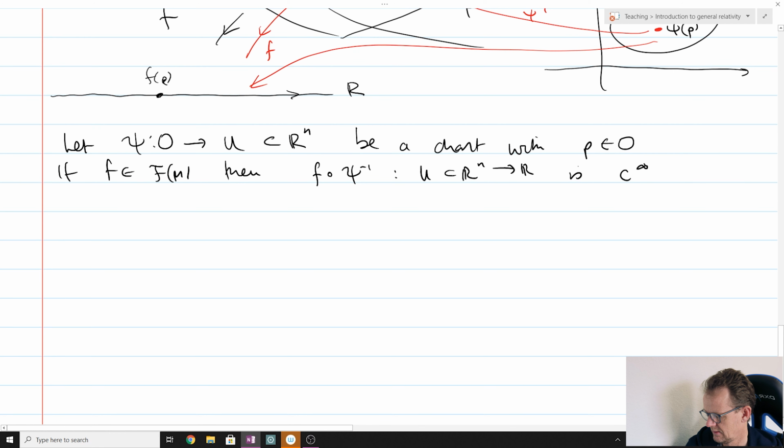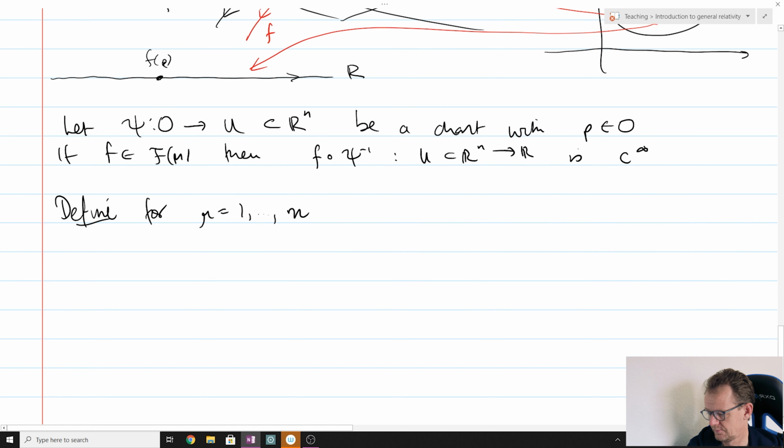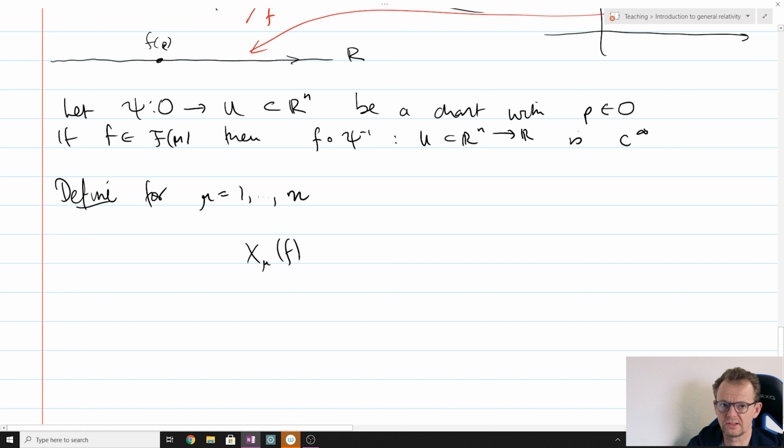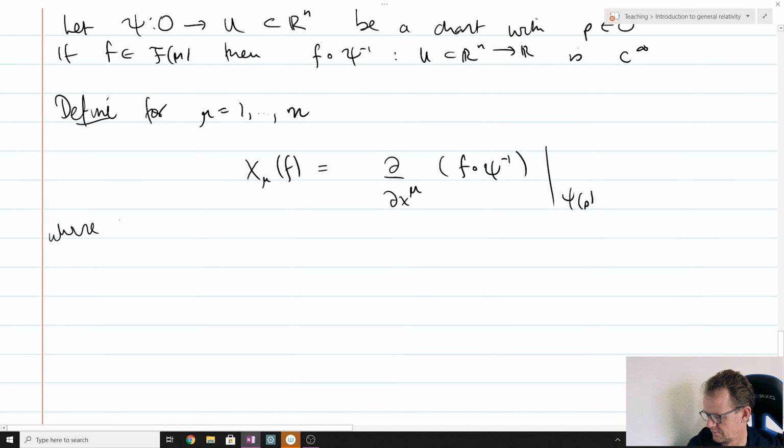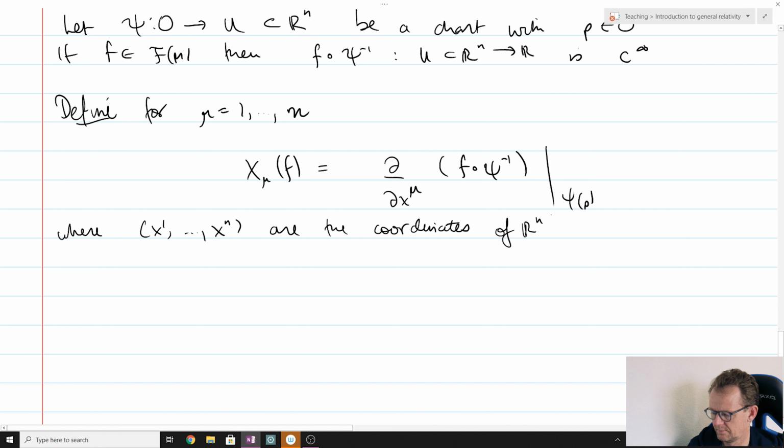And then what we're going to do is now, for each of mu equals 1 all the way up to n, define the following operators. X mu, these operators eat scalar functions and produce numbers. And the scalar function that it eats is f composed with psi inverse, and then we evaluate it at psi of P. And these x mu's, these are the coordinates of our current coordinate system of Rn.